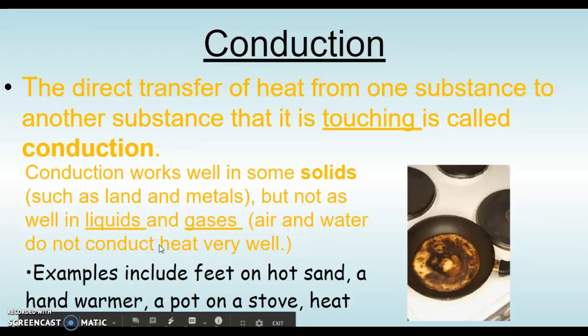Conduction is the direct transfer of heat from one substance to another by touching. It works well in some solids, particularly good conductors like metals, but it's not as effective when transferring heat between liquids and gases because their molecules aren't as close together. So the whole touching process and passing energy that way is reduced in how well it works.